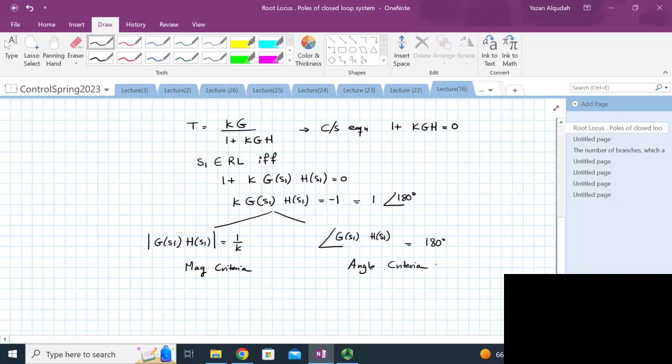Now notice here, the angle criteria, there is no flexibility in it. The angle of g of S1, h of S1 is going to be either equal to 180 or not. With the magnitude, there's flexibility. I can always control k to have that magnitude equal to 1. Does that make sense? So here, there's a parameter that I can change, which is k, to make this true.